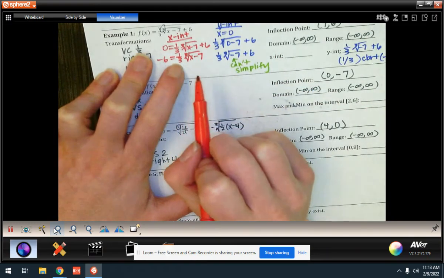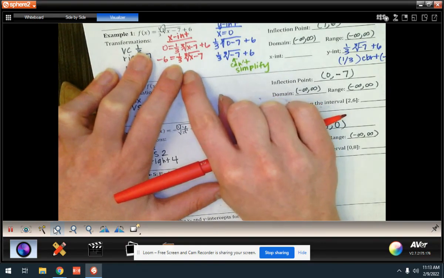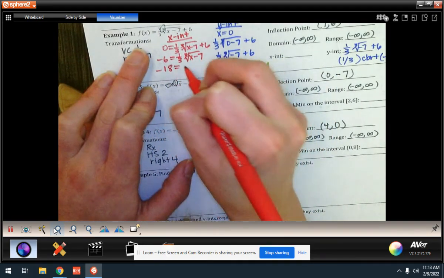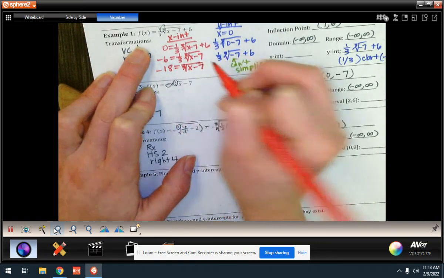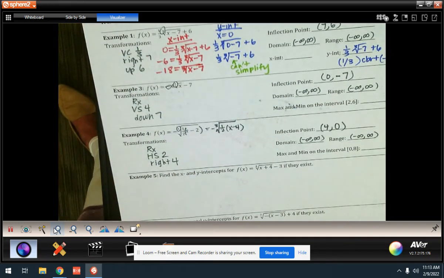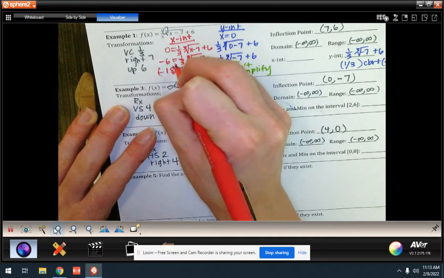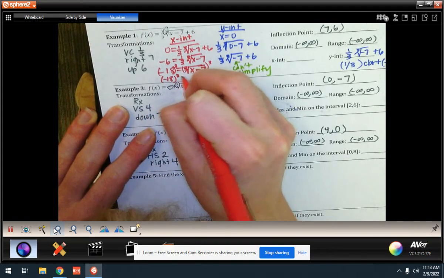Okay. The next number we have to take care of is this 1/3 sitting outside the radical. To get rid of a 1/3, just multiply by 3. That's how you get rid of a fraction. So if I multiply by 3, I have a -18 on the left, and cube root x minus 7 on the right. Now if I'm trying to undo a cube root, I would cube both sides. This is where I don't expect you to know what -18 cubed is. So I'm going to leave it like that and type it in my calculator at the end.